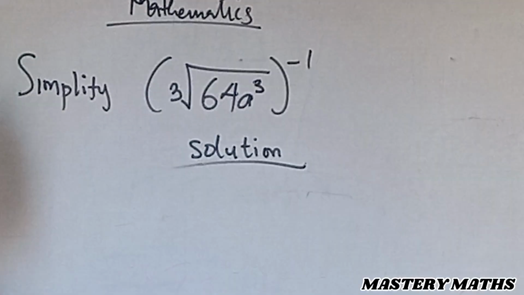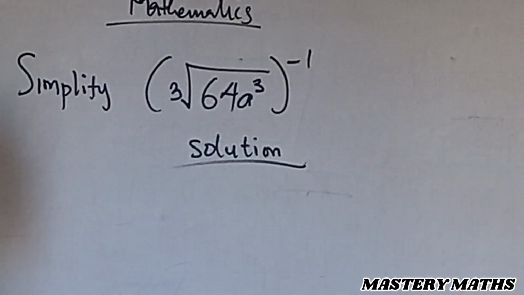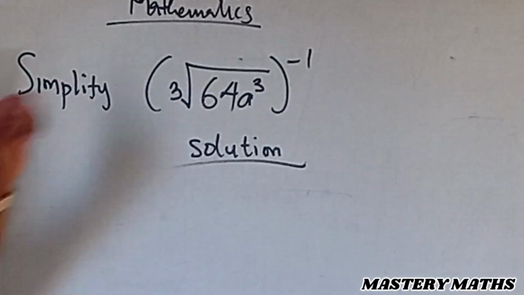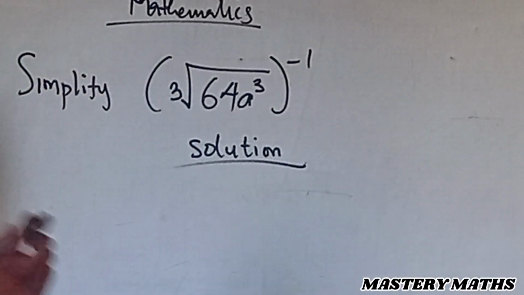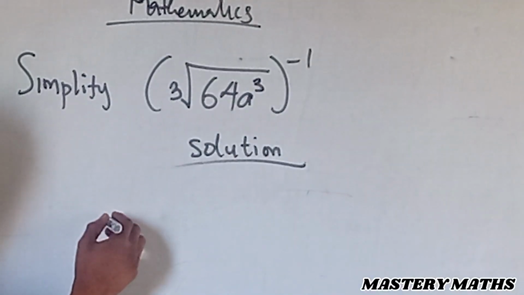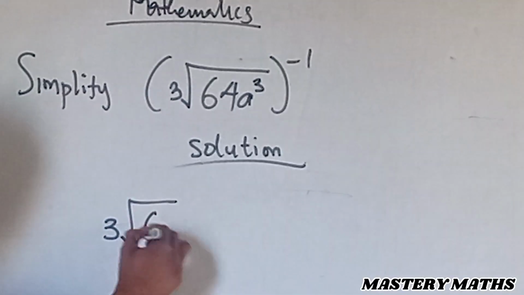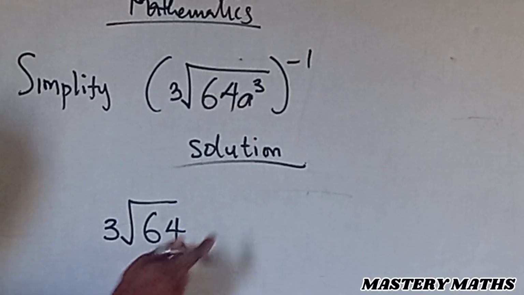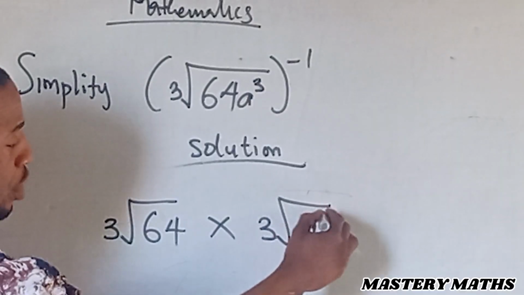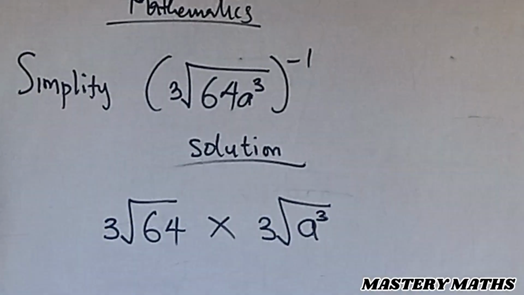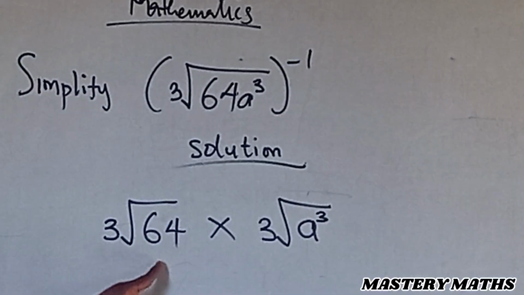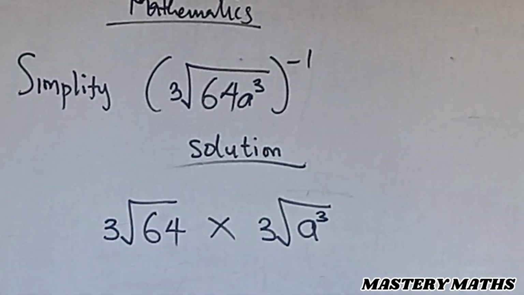Before we simplify this, I want us to separate the variables and the coefficient. How do we separate it? Just look at the board. First, you have your cube root of 64 times your cube root of a raised to the power of 3. We separated them for easy simplification. With this, we can break it down very easily without wasting much time.